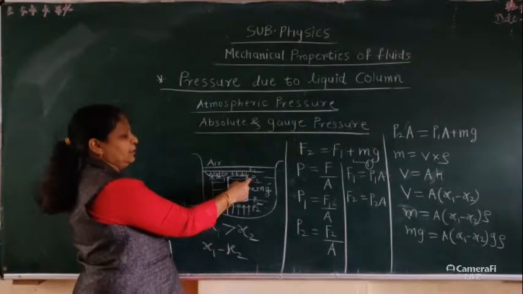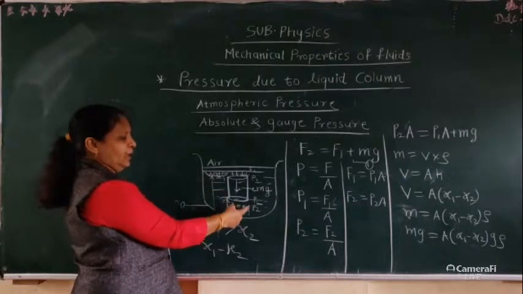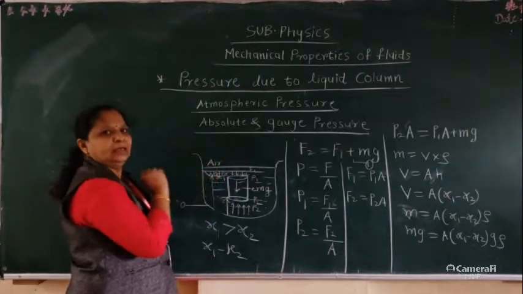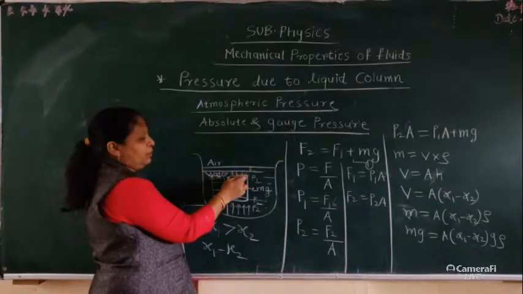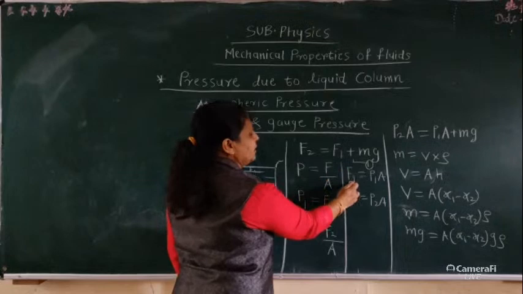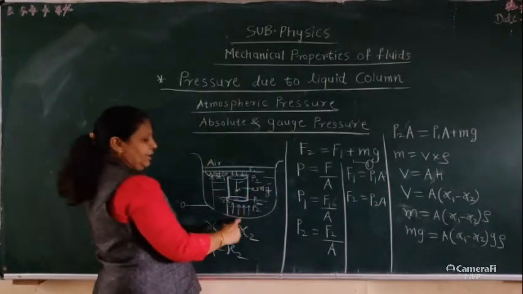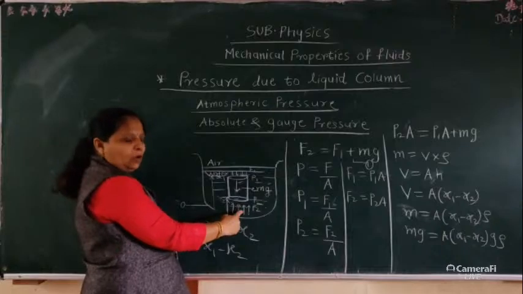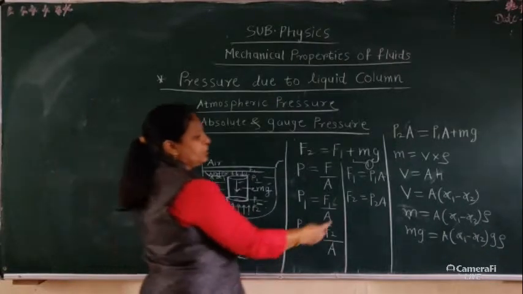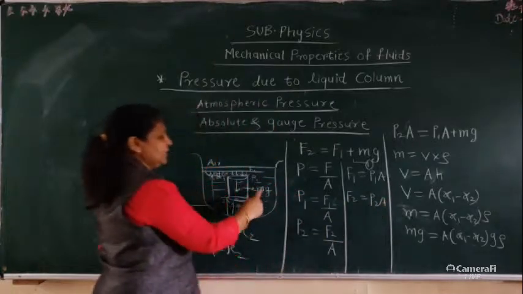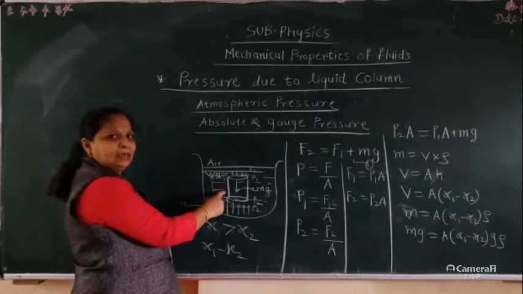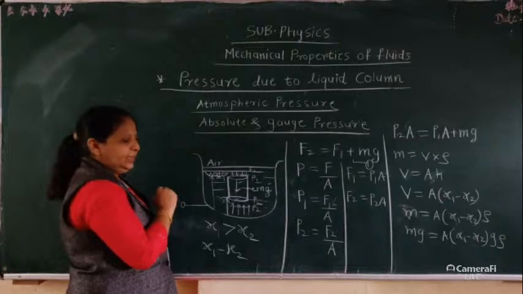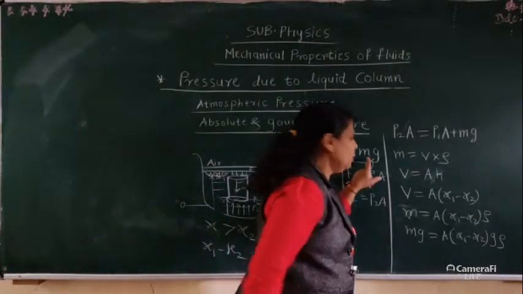So the first force is in the downward direction, the second in the upward direction, and mg also in the downward direction. So force F1 due to the liquid column above the cylinder is in the downward direction, F1 is equal to P1A. F2 in the upward direction is due to the liquid column below the cylinder, F2 is equal to P2A. Mg is the gravitational force exerted by the liquid in the cylinder on the bottom surface of the cylinder.